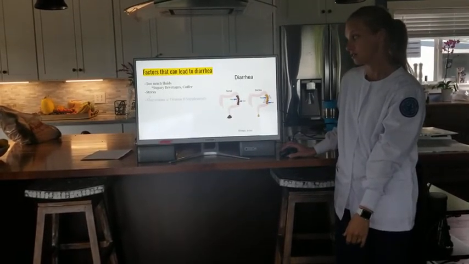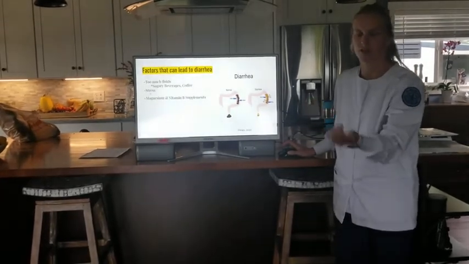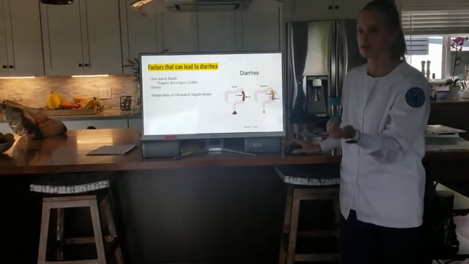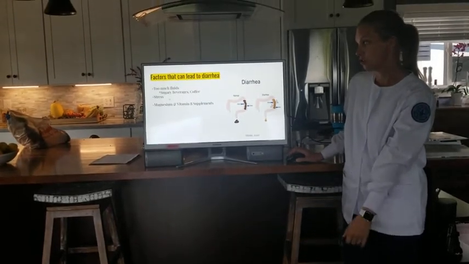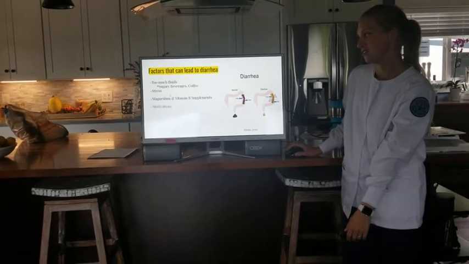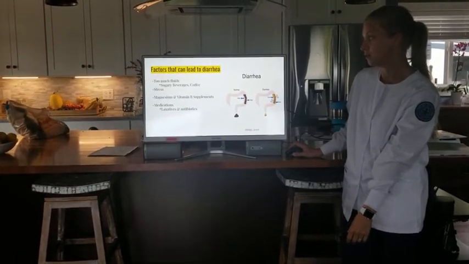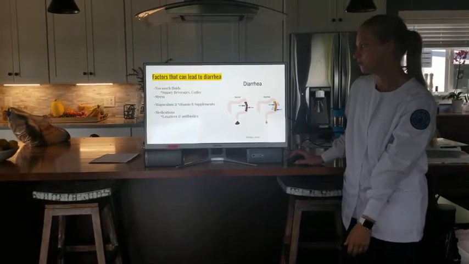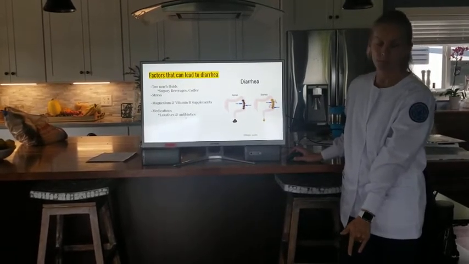And stress can lead to diarrhea, but it can also cause constipation. So the stress factor related to bowels is something that patient education should cover. And then there are different supplements and medications that can affect diarrhea. So magnesium and vitamin B, and then medications, laxatives of course, and then antibiotics.